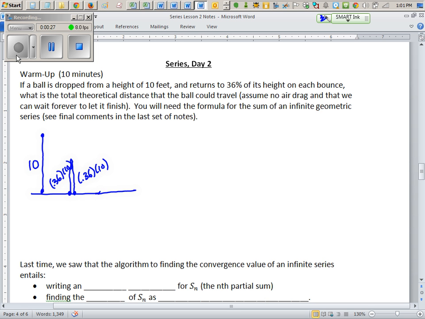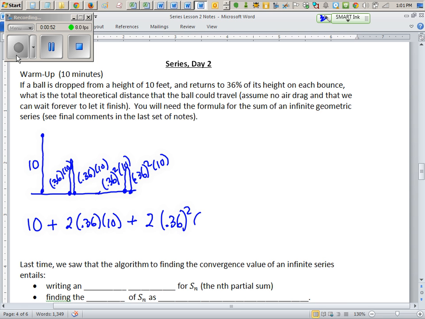The third bounce would be 36% of that, so you could write that as 0.36 squared times 10 and back down 0.36 squared times 10. So if you want to add up all the motion, it's 10 plus, and then you have 2 0.36 times 10s, and you have 2 0.36 squared times 10s, like that, and so on. So you could pull out a 20 actually here.